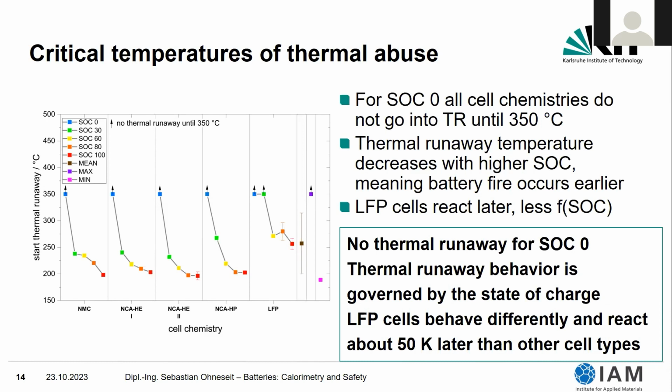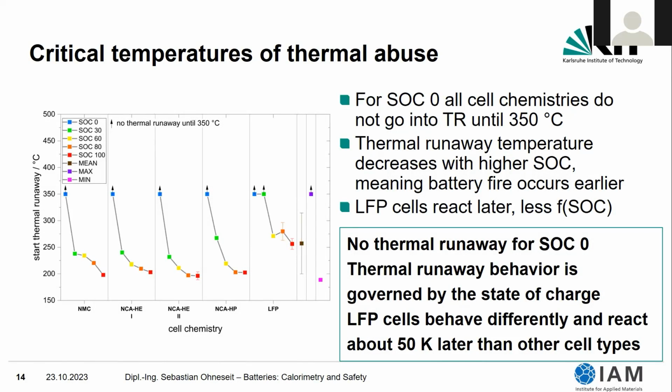What is interesting and new is that we showed that for LFP cells at SOC30, also no thermal runaway occurs. Thermal runaway temperature decreases with higher state of charge, meaning the battery fire occurs earlier when the battery is charged higher. And this is actually a function that also works for the LFP cells. Not as good as for the other cells, but it still works also for the LFP cells. And once again, LFP reacts much later, but it still reacts.